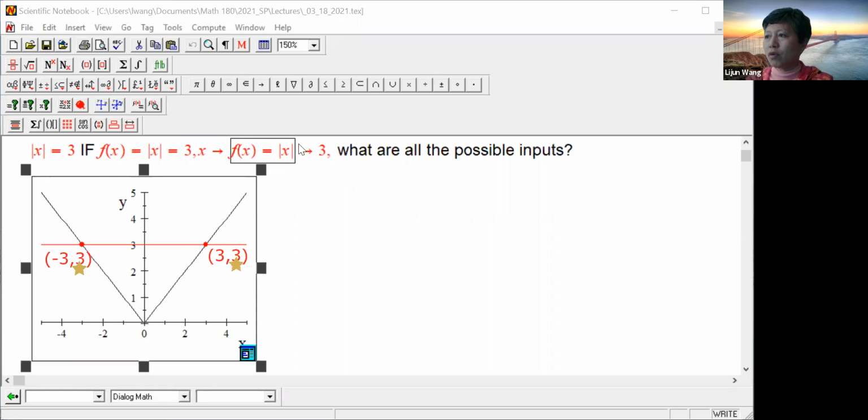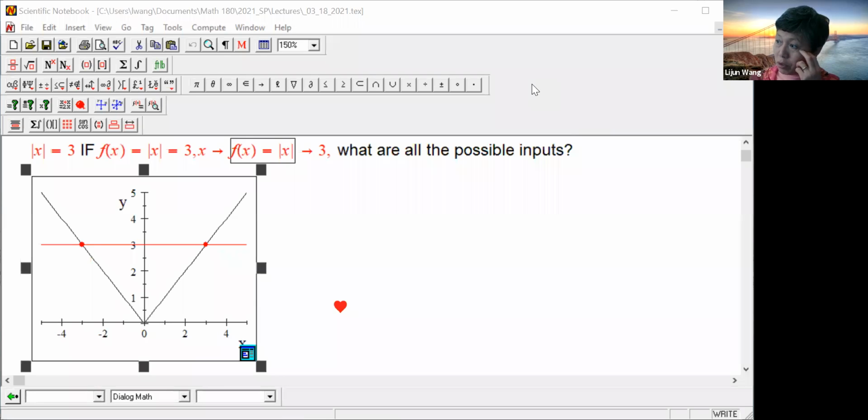So the answer, of course, right? These are the 2 inputs that will give the output 3, okay? And so that's how we answer the question here. That's about the inputs. All right, is that clear? And the other interpretation is purely from the perspective of the definition of absolute value, okay?